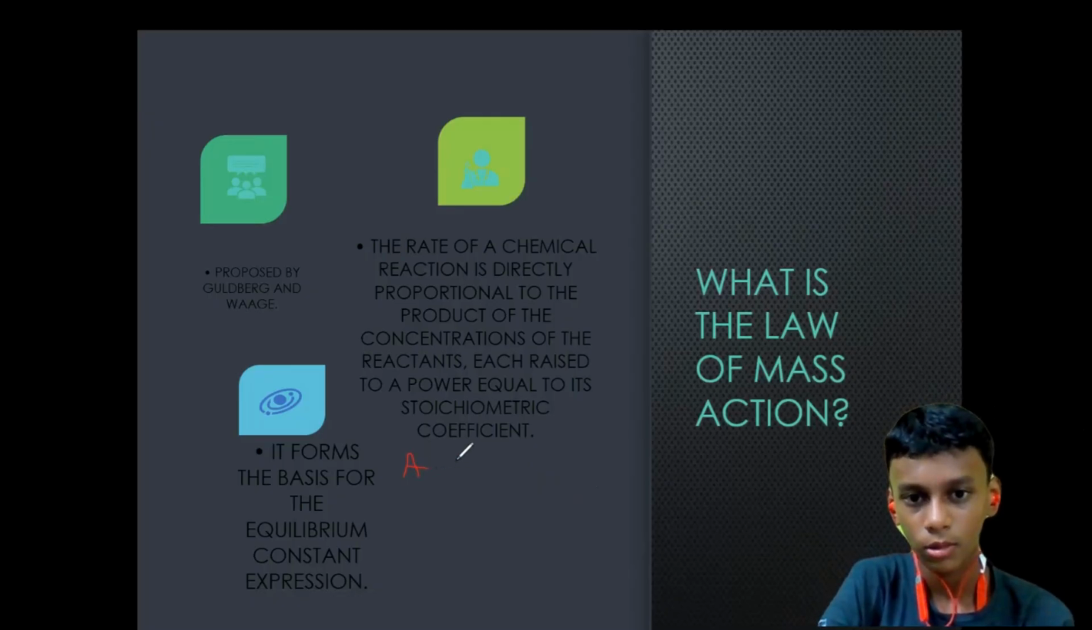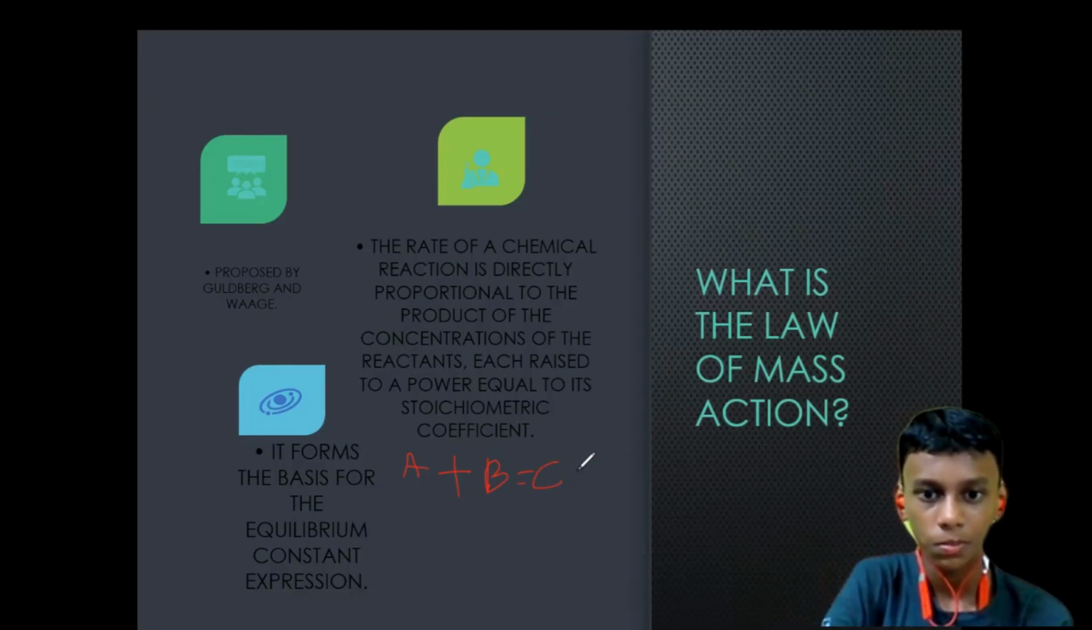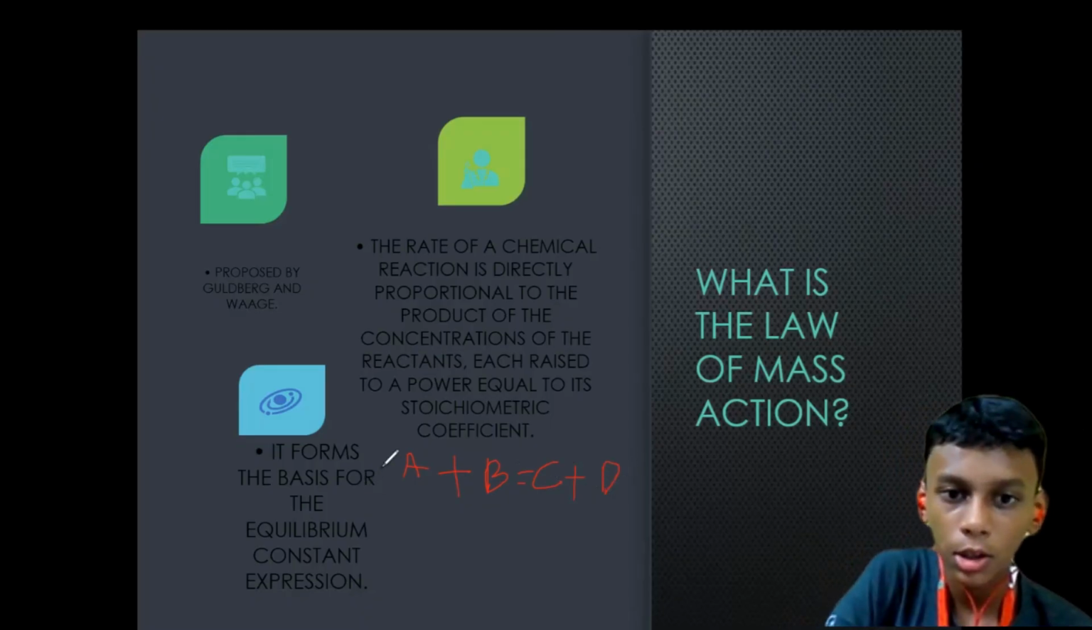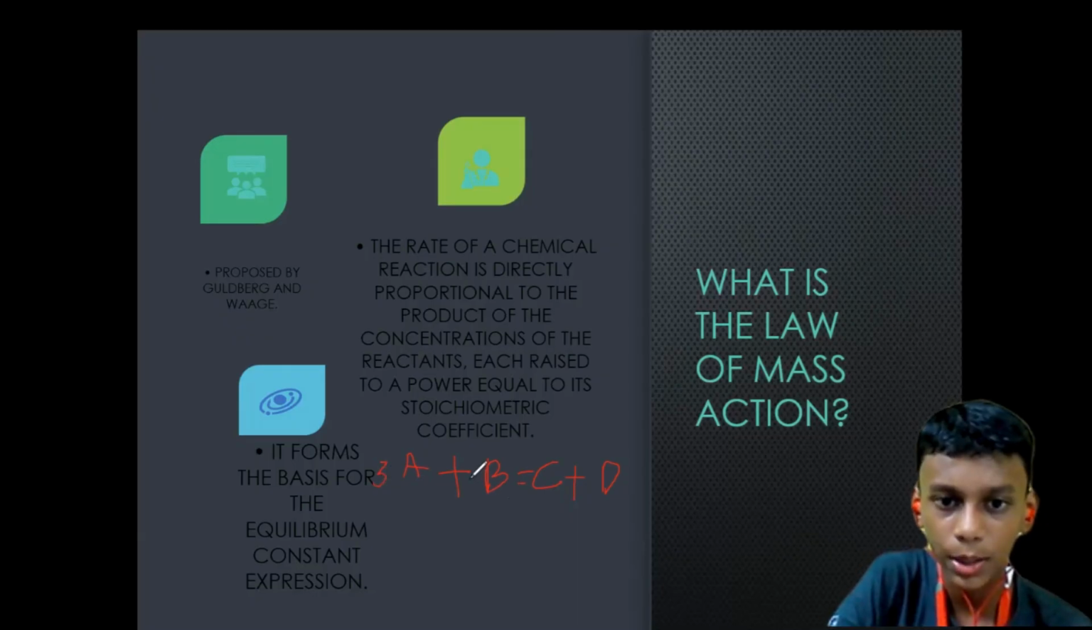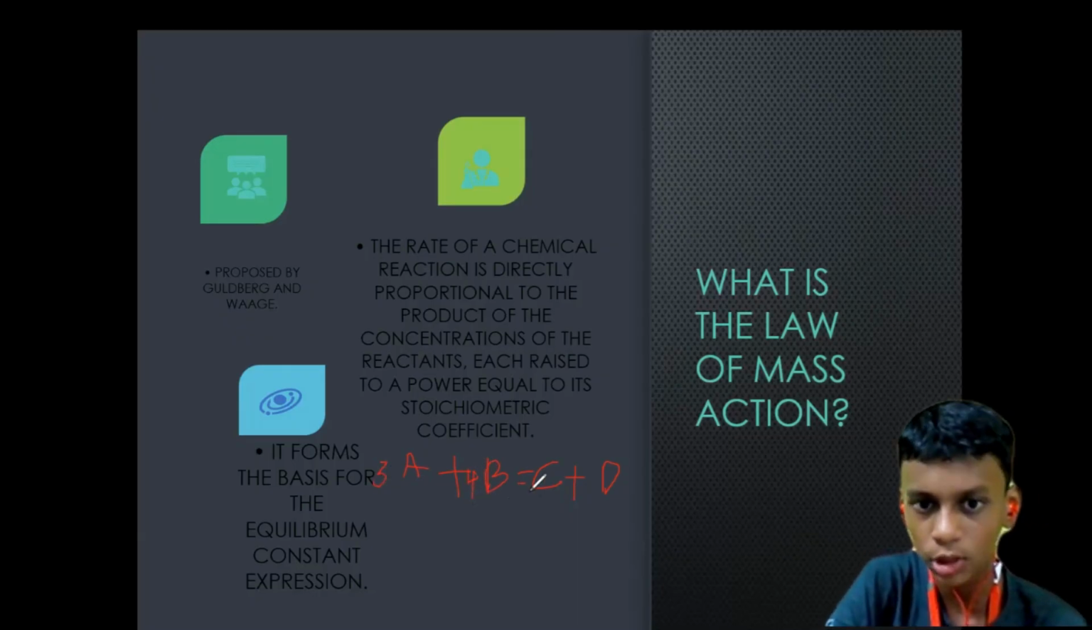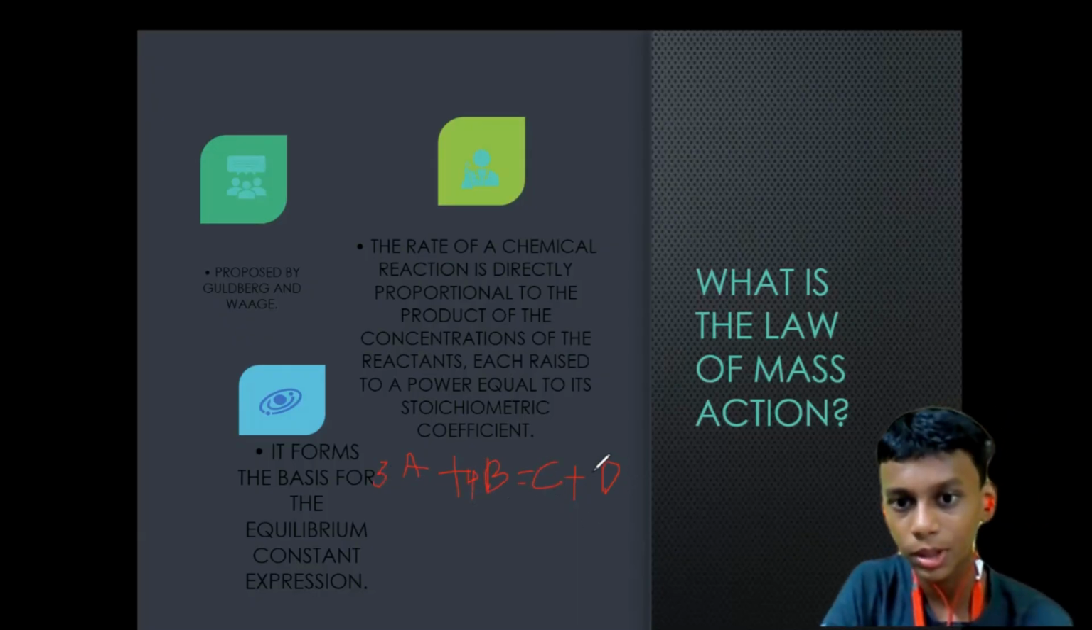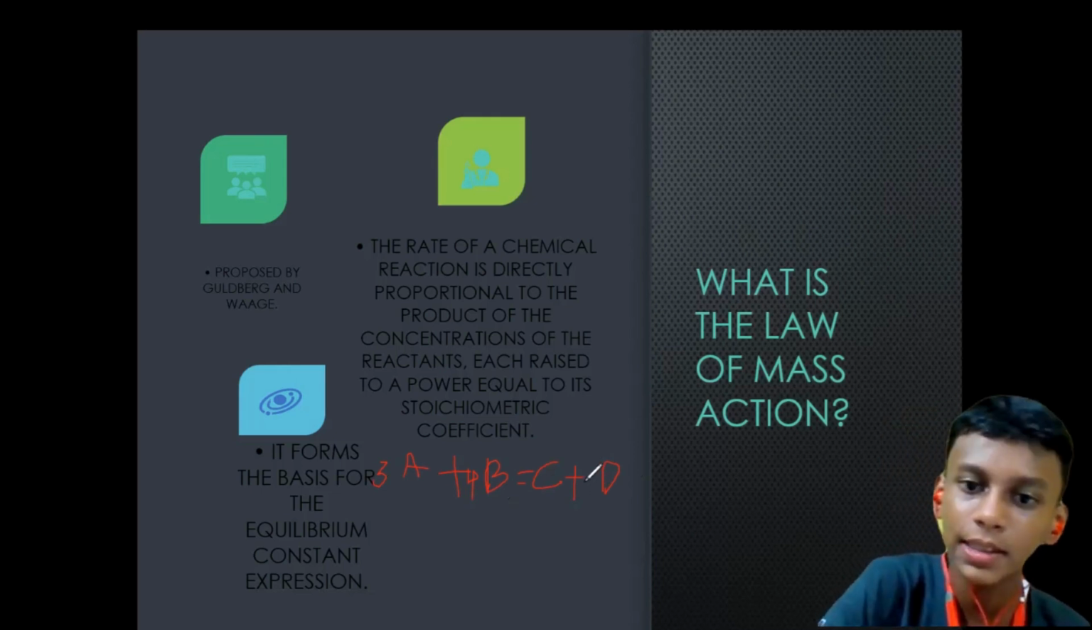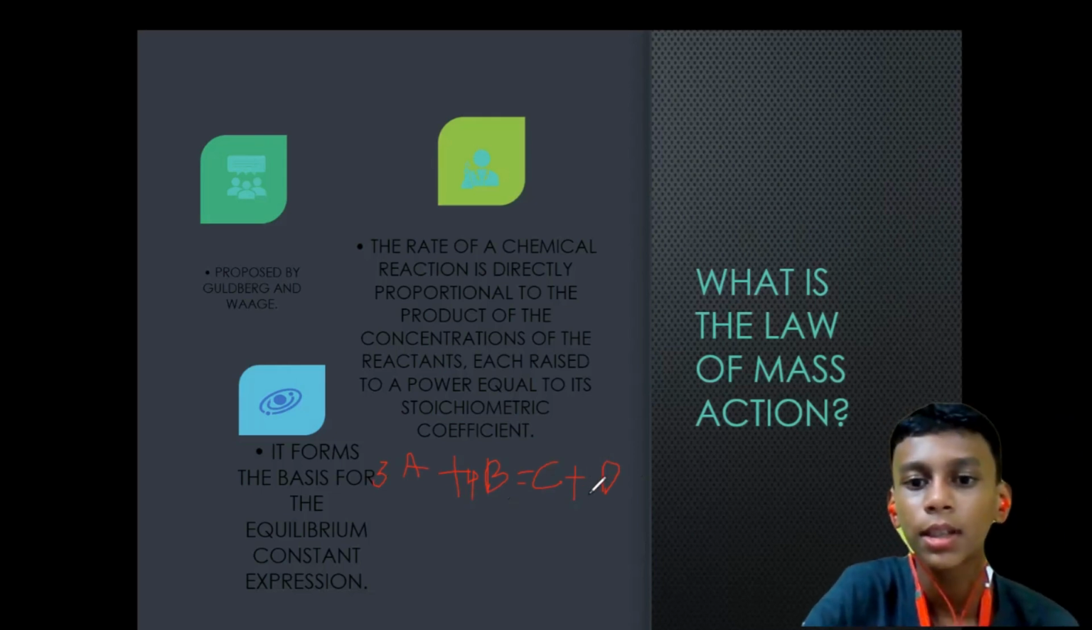A plus B gives C plus D. The coefficient of A is 3 and the coefficient of B is 4. For C there is no coefficient, so we will consider it as 1, and for D it is 5.